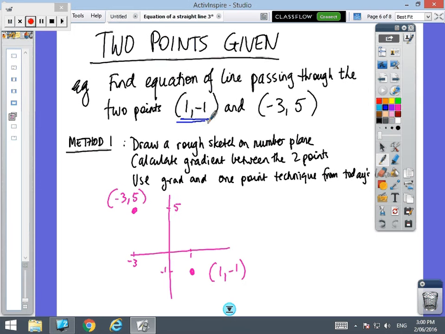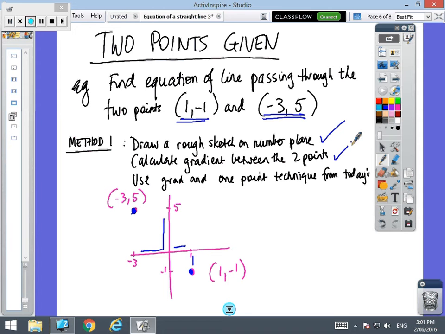Okay, so again, I'm going to show you 2 ways. Method 1 is the way that most kids like to do it. You just draw a rough sketch. It doesn't have to be accurate. We're just going to put the points into their right sort of quadrants. So 1, minus 1: x is positive and y is negative, so we're down here. And for the second point, x is negative and y is positive, so we're up there. I'm just doing a really rough sketch. Okay, so draw a rough sketch, done.